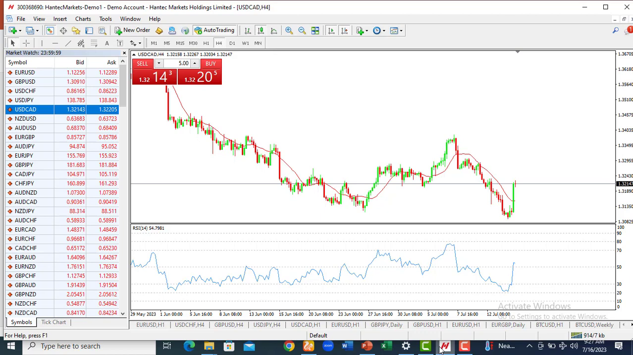Now, some schools of thought will tell you that when the market breaks the 50 level, which is the middle level you see here, and goes above it, it shows momentum for the buyers, or that the market will continue to buy. And when the RSI breaks the 50 level down, it shows strength for the sellers.